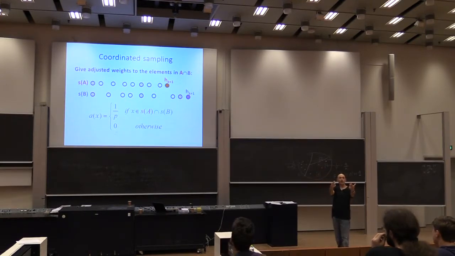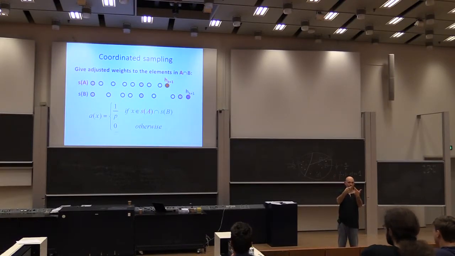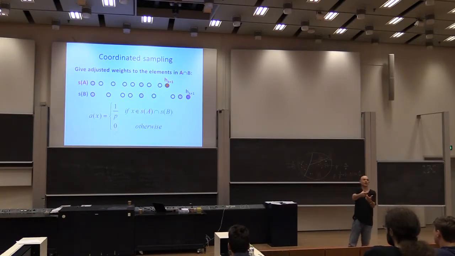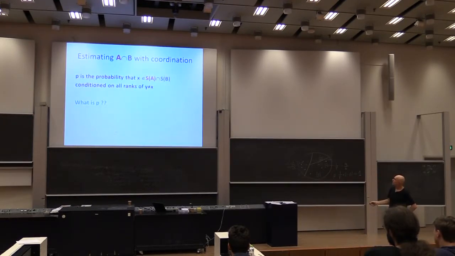If I give you the sketches and you are able to compute the probability that P is in the intersection of the sketches, then you can do that, right? You can give each element in the intersection an adjusted weight of 1 over P, and then you sum the adjusted weight of everybody in the sample, of all the guys which are in the intersection and in the sample, and you get an unbiased estimate for the quantity. And so P should be the probability that X is in the intersection of the sketches.